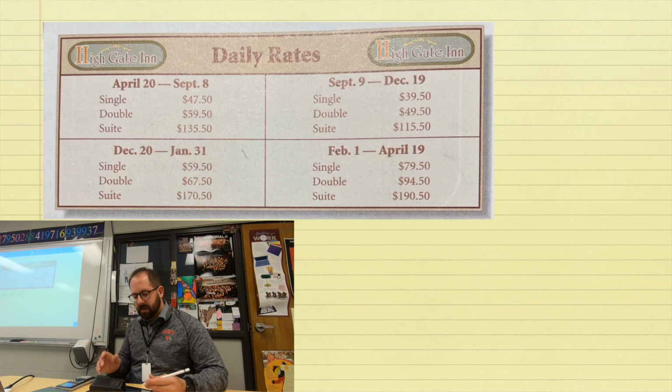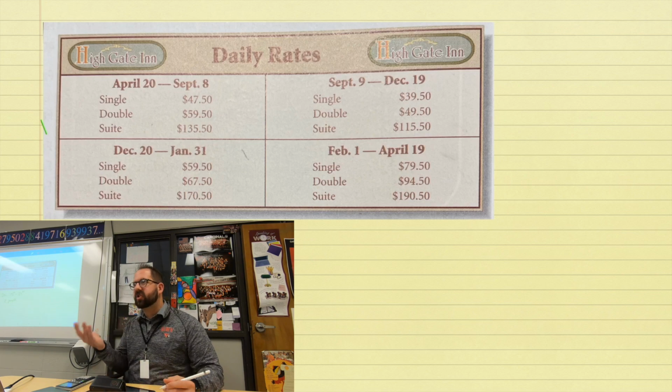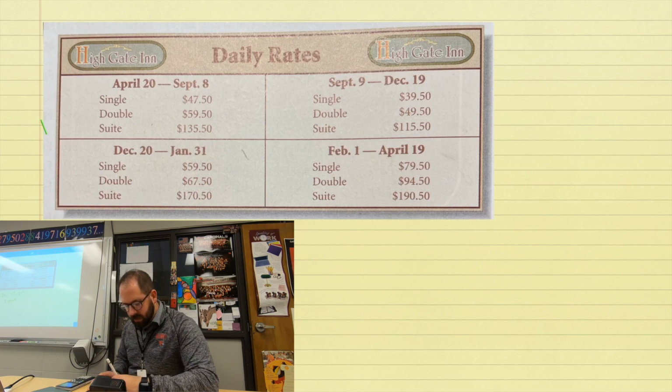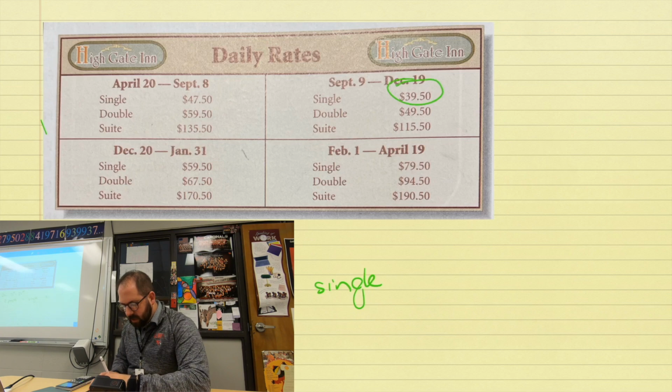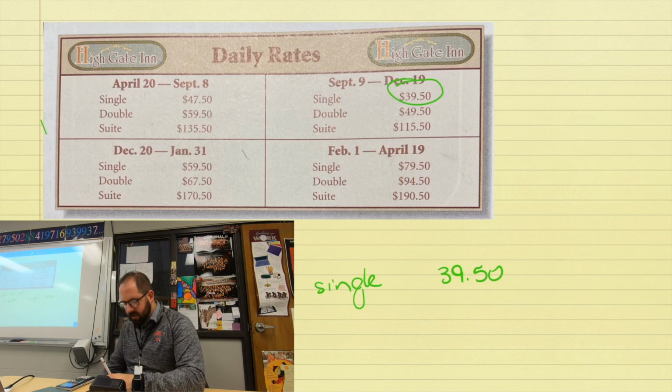So maybe it's just me and my wife, right? We're going on vacation, so it's 2 people. So we're going to have just a single occupancy room. So a single occupancy room over December, in the beginning, it's $39.50. So that's for the 15th, that's for the 16th. So 15th, 16th, 17th, 18th, and 19th.